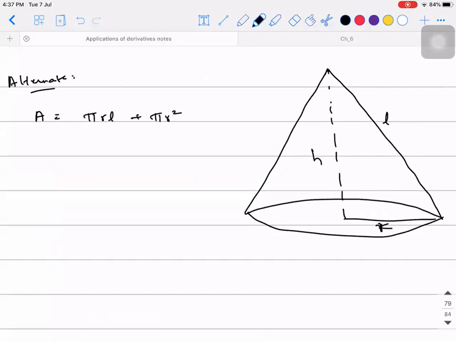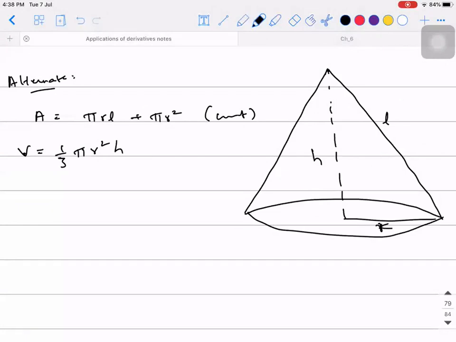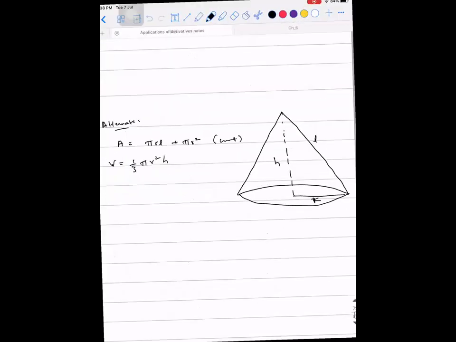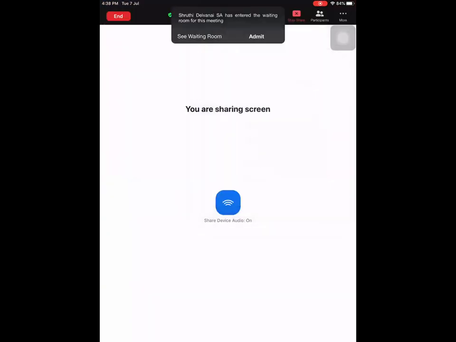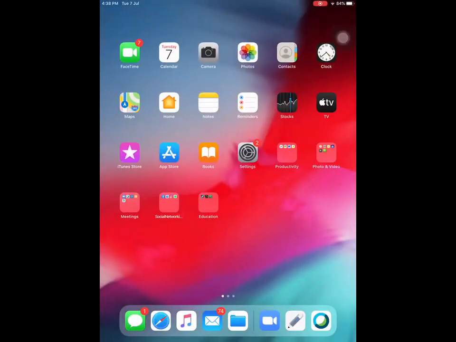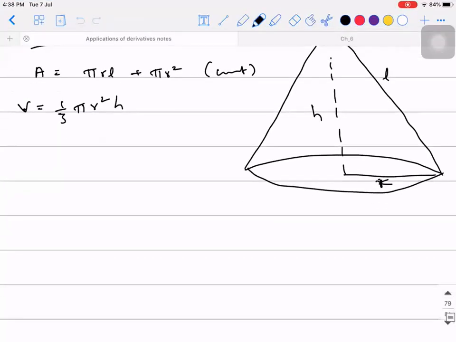So pi RL plus pi R square is constant. This is constant, right? And volume has to be maximum. So volume is equal to 1 by 3 pi R square H. So we are doing all the conversions because we have more than one variable. Right? One by 3 into pi into.